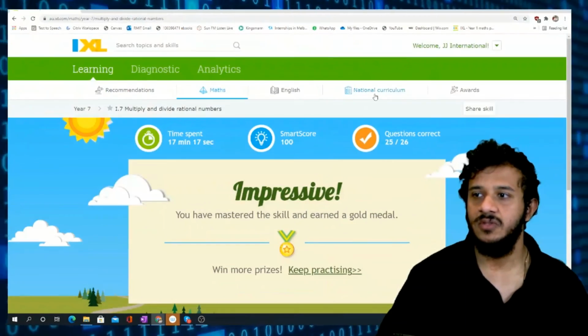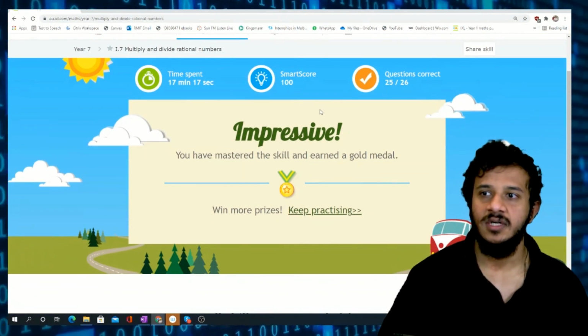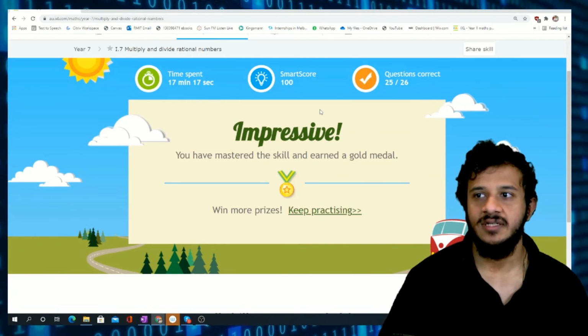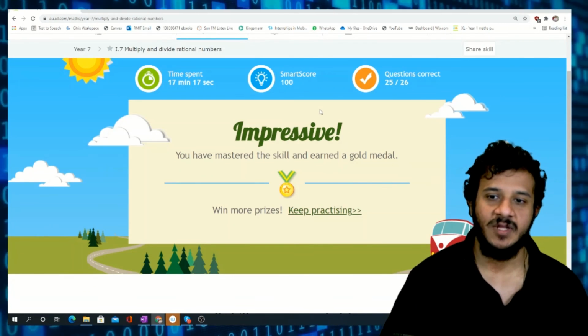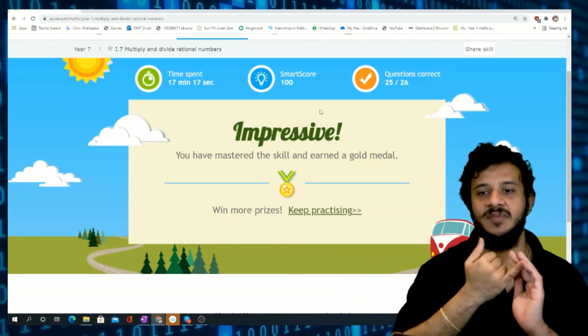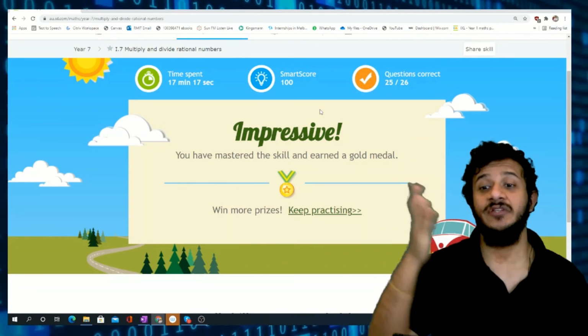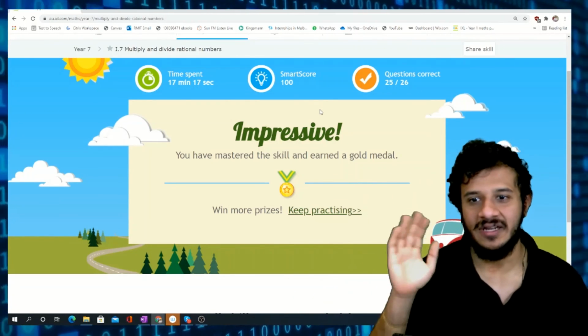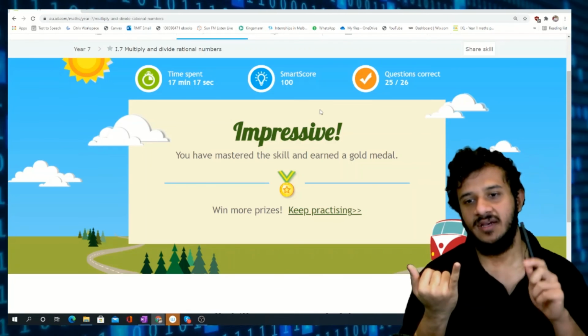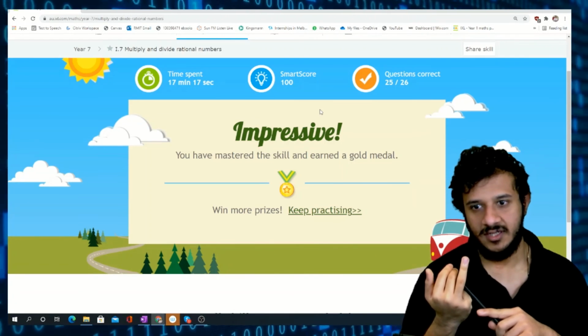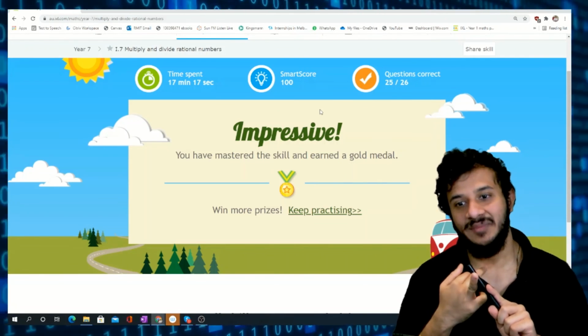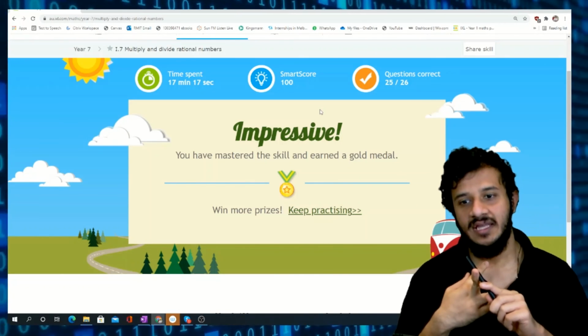So that's how we do multiplying and dividing rational numbers. So pretty much, what is a rational number? A decimal or a fraction which could be written as a fraction. Or in other words, rational numbers are any fractions in the world, or any terminating decimals, or any recurring decimals.